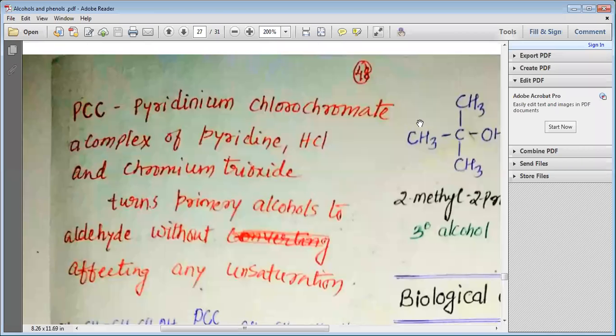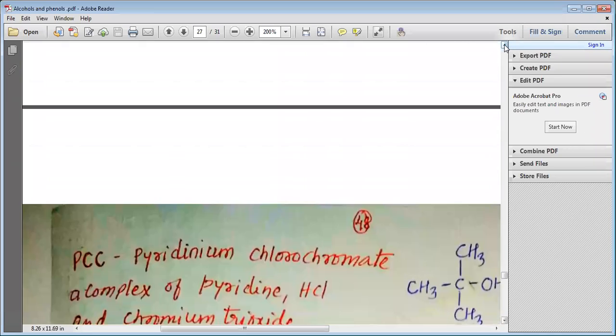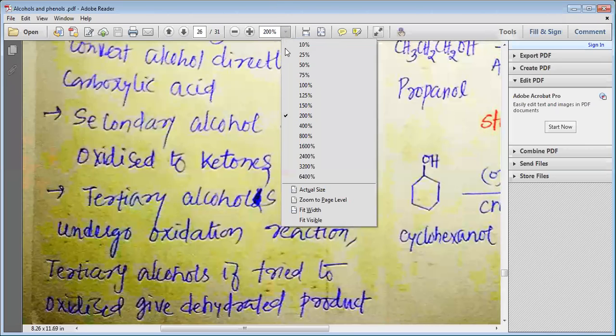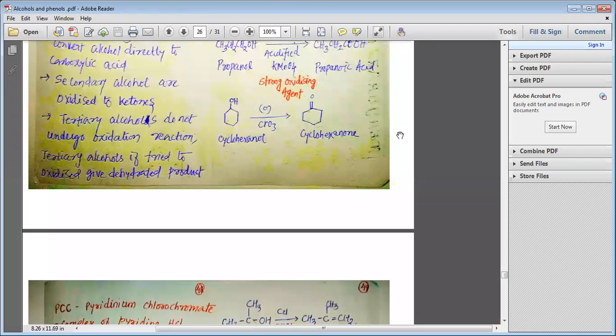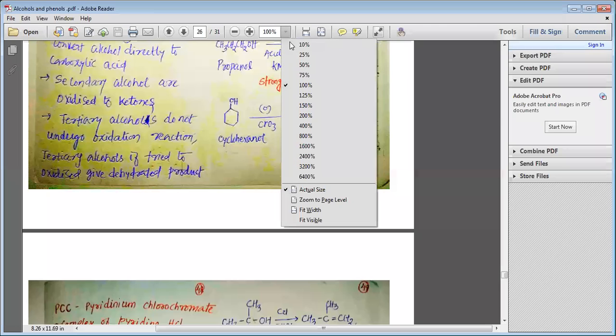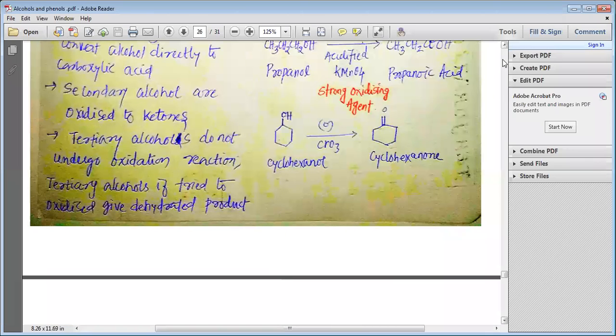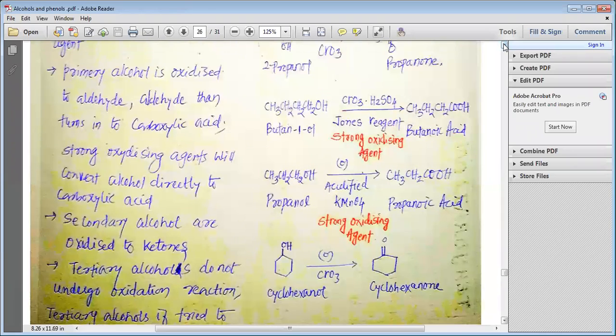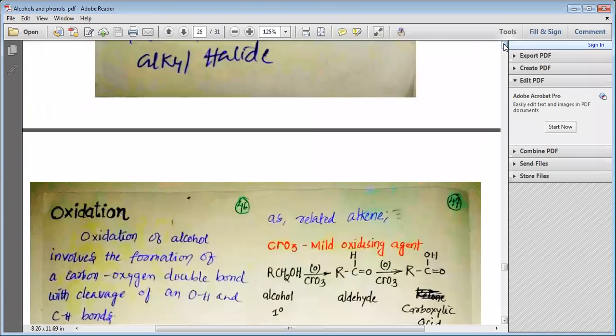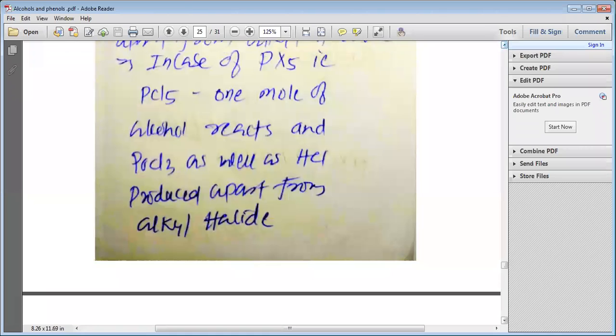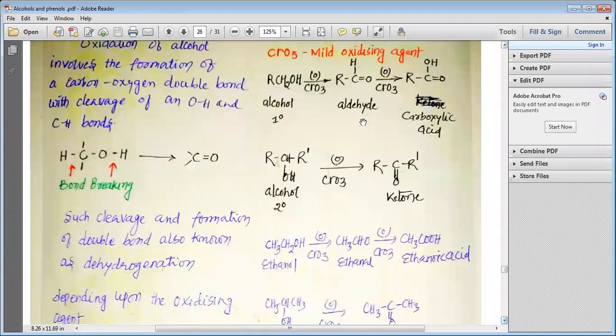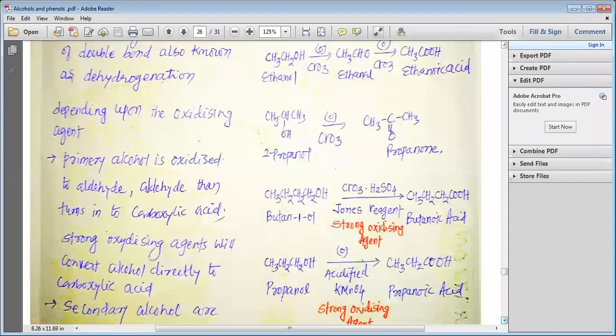Alcohols, and this oxidation of the alcohol has two types of oxidizing agent. One was the mild oxidizing agent, another was the strong oxidizing agent. Strong oxidizing agent directly converts alcohol into the carboxylic acid, whereas the mild oxidizing agent first converts the given alcohol into aldehyde, and then it converts aldehyde into carboxylic acid. So here are the examples by which we can understand that.